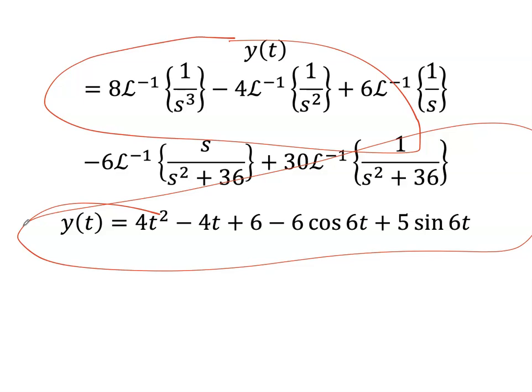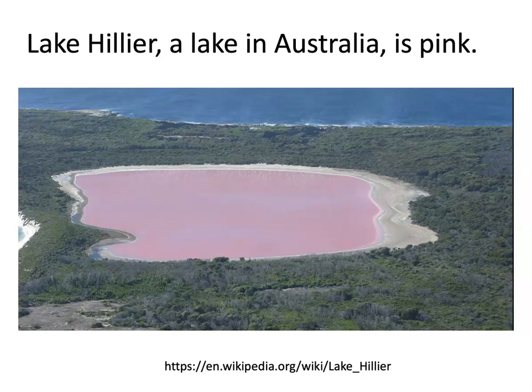That's the answer. Totally tangential fact. Did you know that Lake Hillier, a lake in Australia, is pink? It's derived from the algae and the other microorganisms in the water.